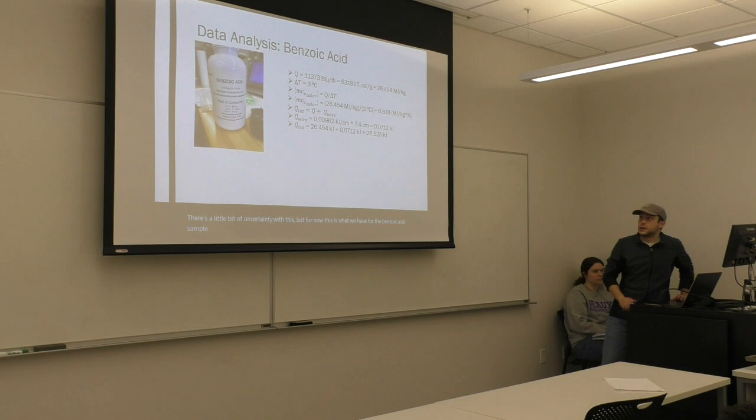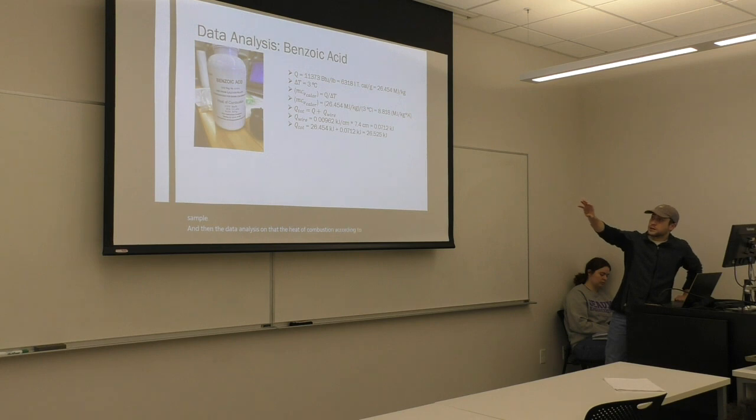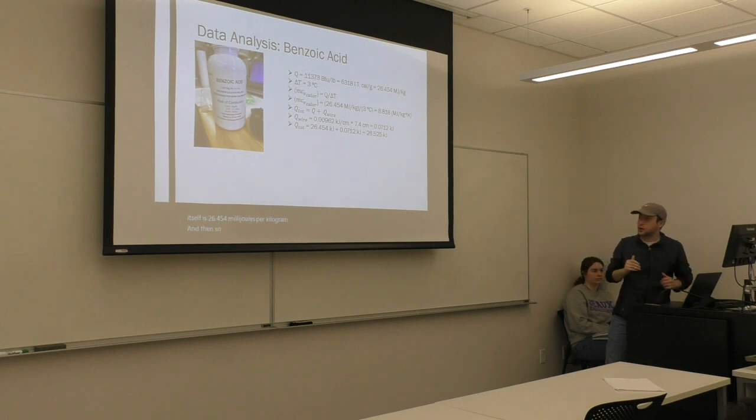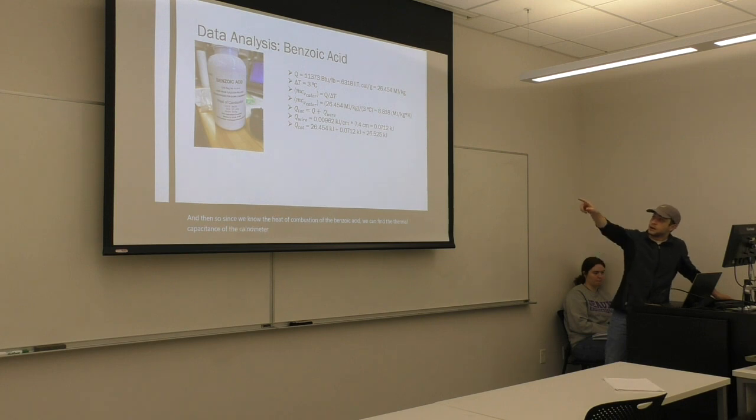And then the data analysis on that: the heat of combustion according to the benzoic acid sample itself is 26.454 megajoules per kilogram. And then, since we know the heat of combustion of the benzoic acid, we can find the thermal capacitance of the calorimeter by that equation right there, which ends up being 8.818 megajoules per kilogram.